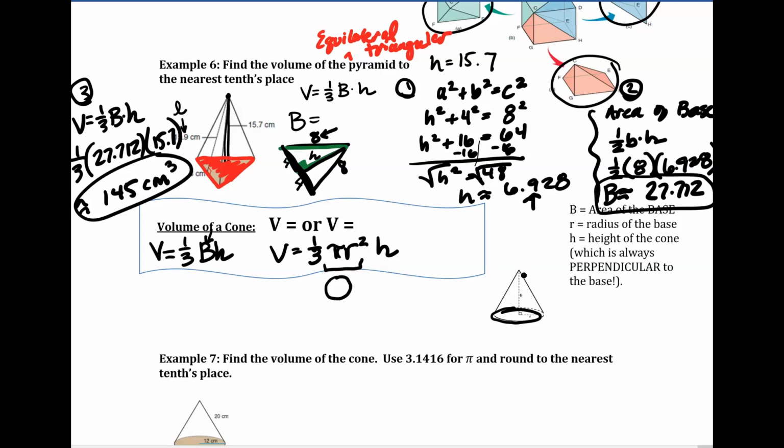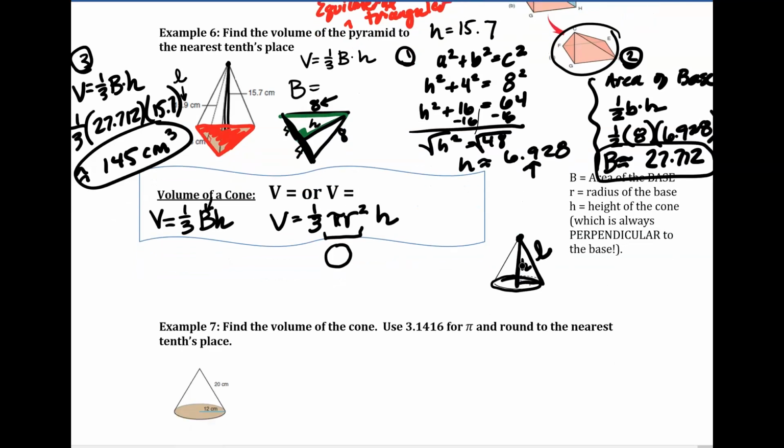So the key here is in surface area, we talked about this distance right here called the slant height. I'm not needing that with volume. With volume, I want to know how tall this cone is if I connected the top all the way to the base here.